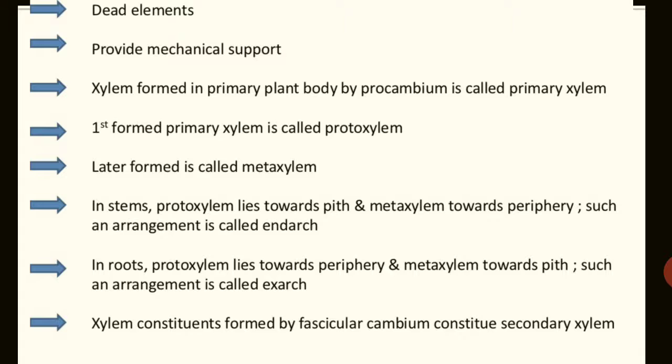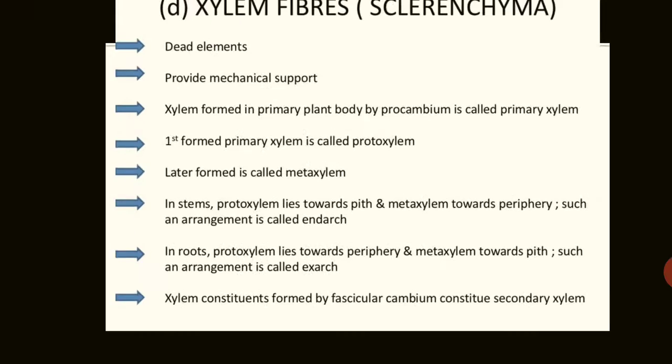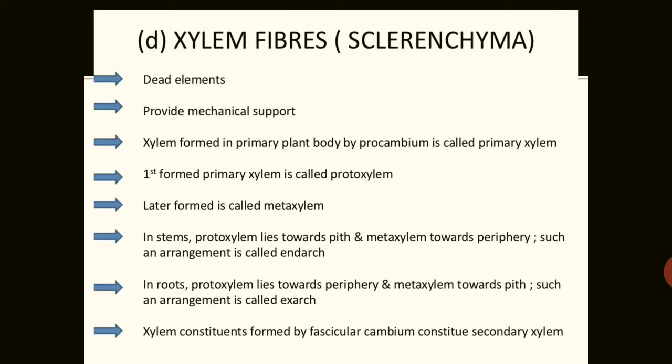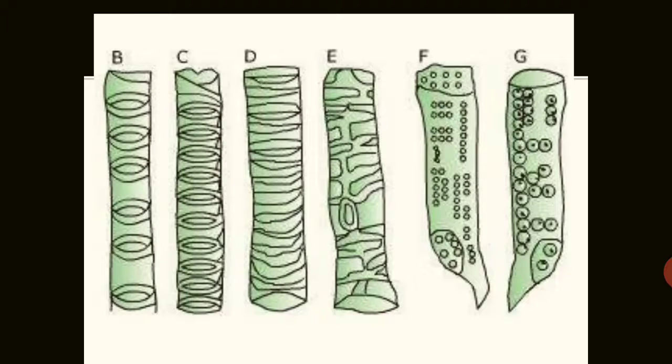Xylem formed by the fascicular cambium constitutes the secondary xylem also. Secondary xylem is made by this fascicular cambium. These are the structures of xylem vessels, xylem tracheids, xylem parenchyma. The structure is found in different plants. The types of these structures are over here. These are the structures of xylem tissues.